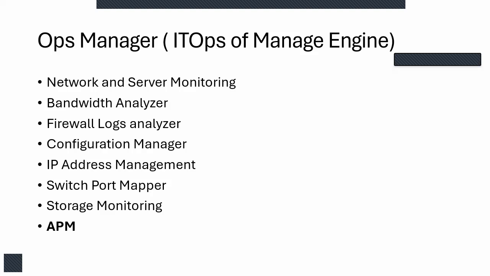Now the third last is the switch port mapper. It's all about your port monitoring. It can monitor your port number, the IF index value attached to the port number, the IP address connected to that port, and which MAC address that IP address belongs to. Such monitoring can be done through the switch port mapper. These are its basic capabilities.